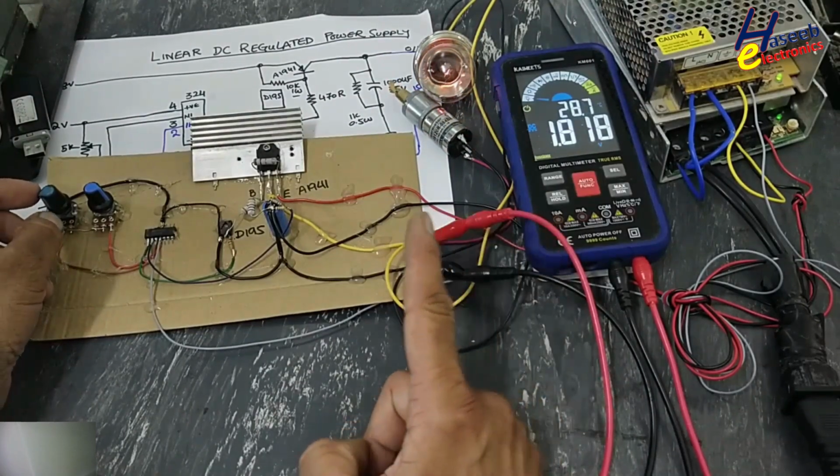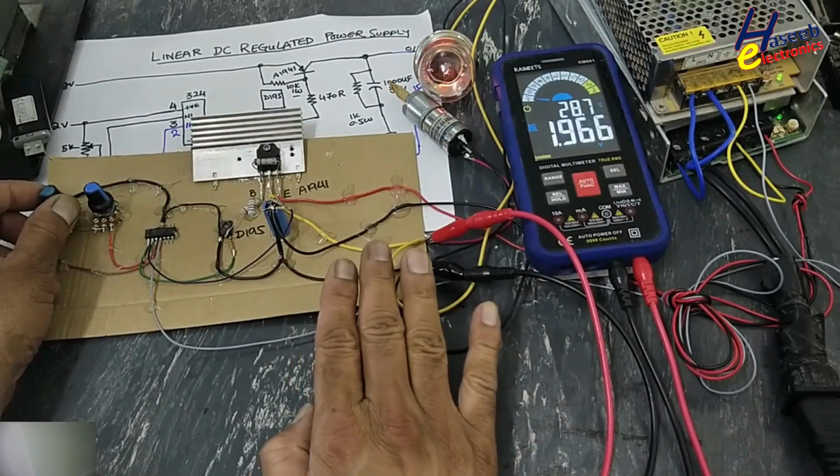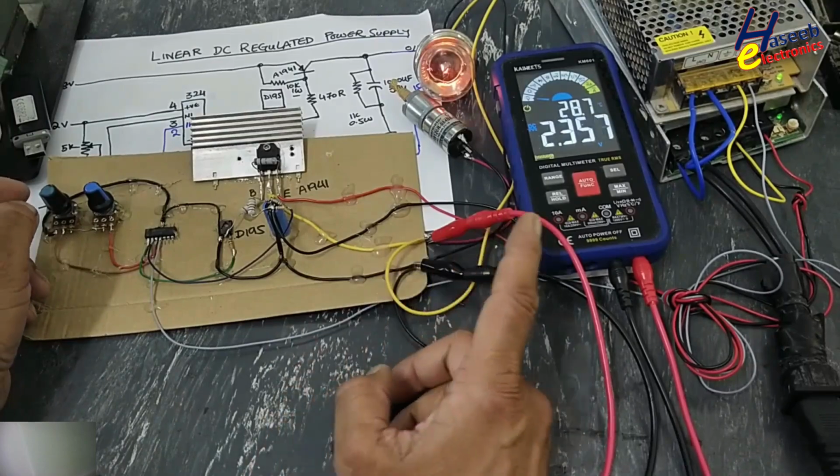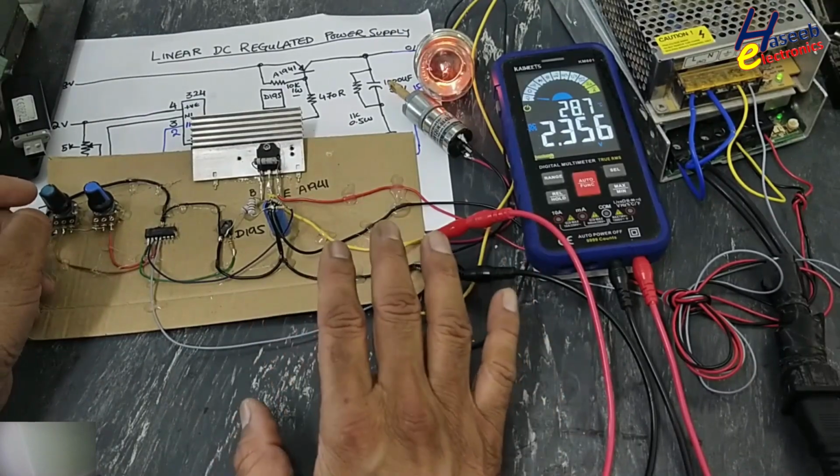1.8 volt, but there is no current control. 2.3 volt, no current control.